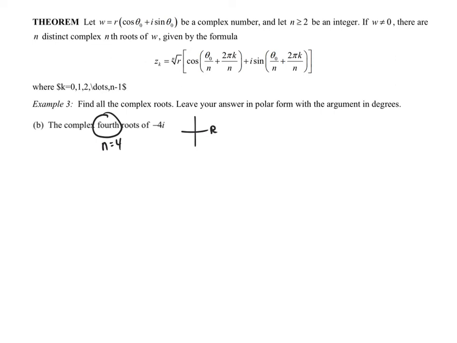So if this is the real axis and this is the imaginary axis, then negative 4i is going to be down here. That's going to give me a radius of 4 and an angle of 270 degrees, since that's the angle that that point is sitting on. So in polar form, this is going to be 4 times cosine of 270 degrees plus i times the sine of 270 degrees.